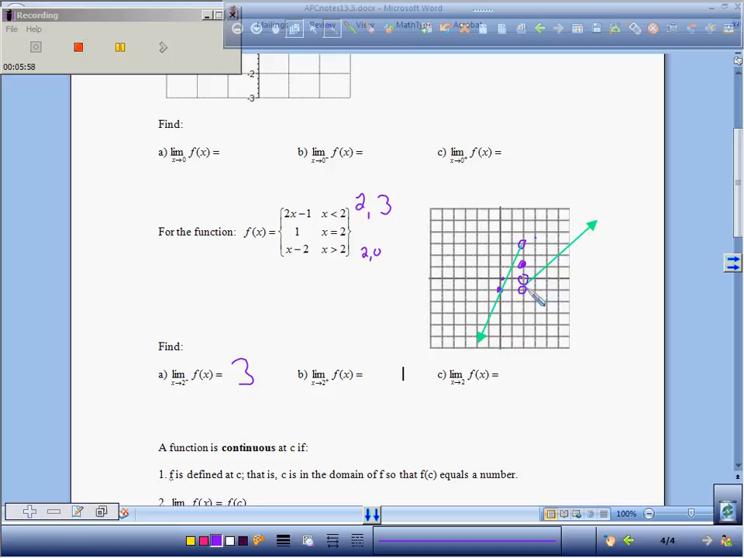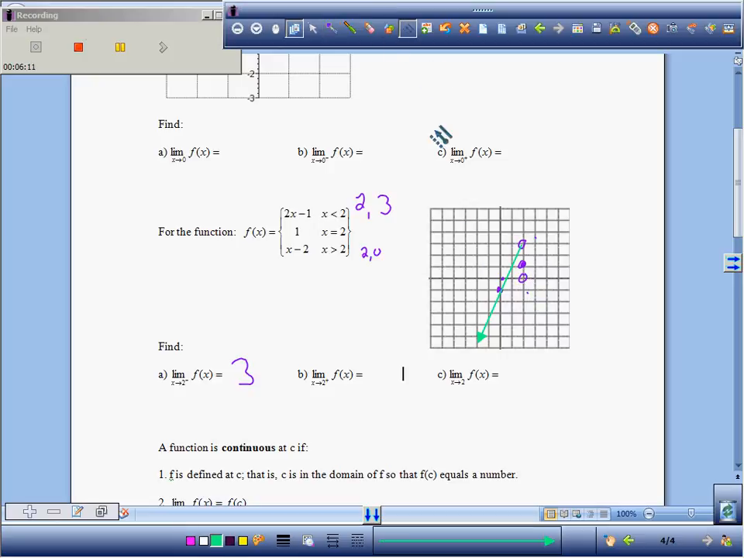Sorry. Can I erase this? Let's see if it'll let me erase it. Okay. So it should be going open circle here, and then it should go up with a slope of 1 from that point. Sorry, I didn't really have a clear xy axis.